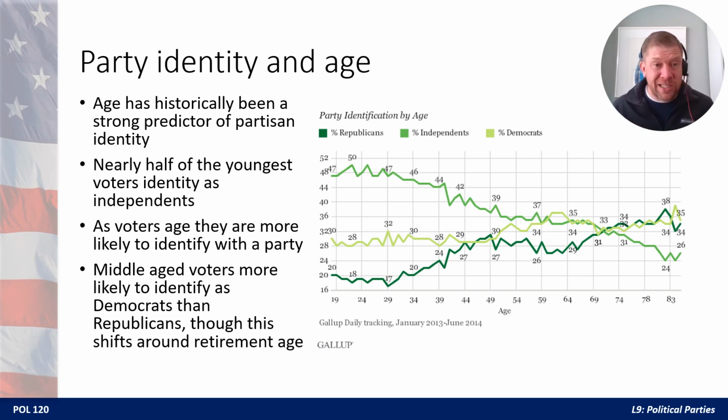Okay, let's talk about some other phenomena tied to partisan identity and some of the demographics and other things that are statistically related to it, because it really tells an interesting story. Let's talk about the relationship between partisan identity and age. Historically, this has always been a strong predictor of partisan identity. Nearly half of the youngest voters, in that 18 to 34 age bracket, identify as independents. As voters age, they're actually more likely to identify with a political party.